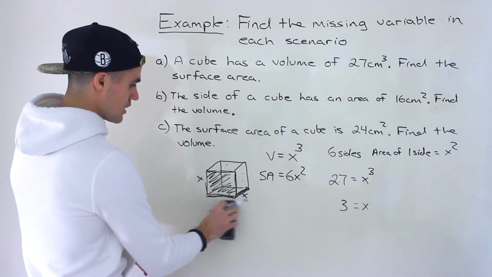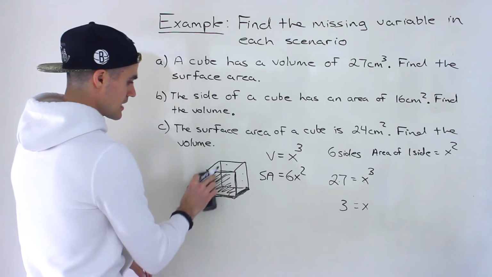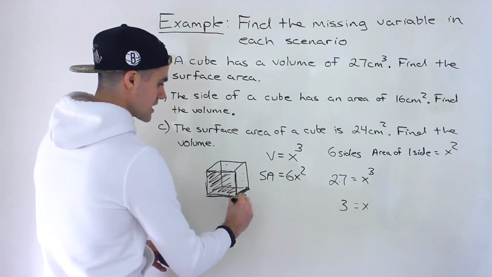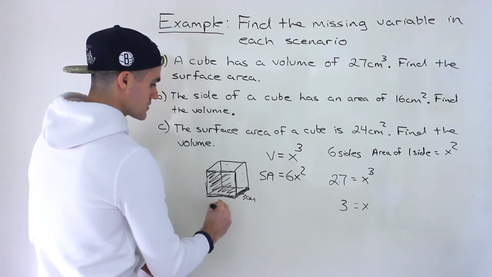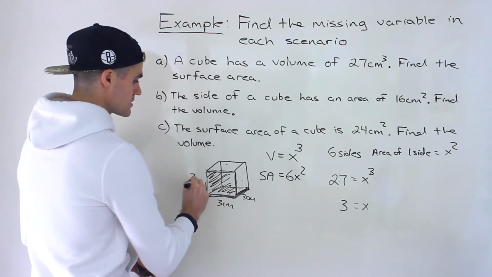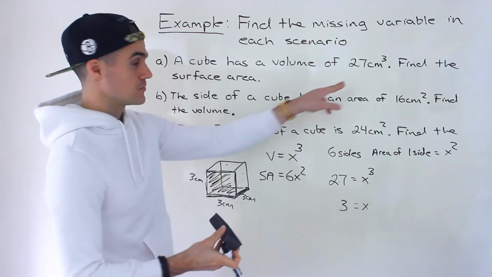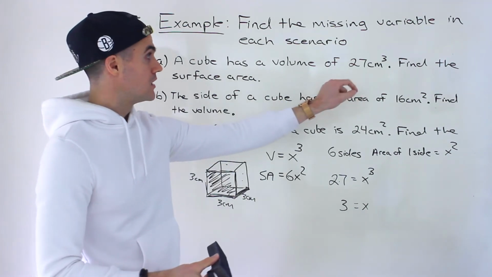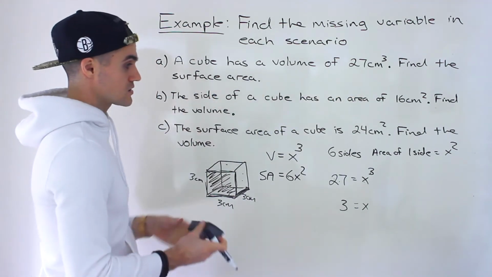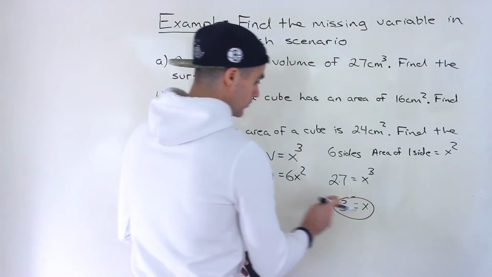So each of these lengths in this case is 3 centimeters. This is 3 centimeters, this is 3 centimeters, this is 3 centimeters. A cube that has those lengths has a volume of 27 centimeters cubed. But now we have to find the surface area. So once we have that x, we can now plug it in here.